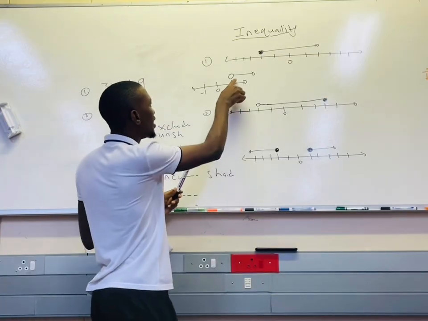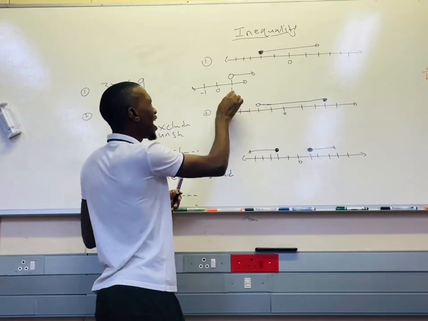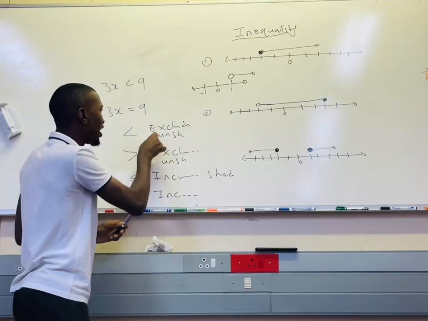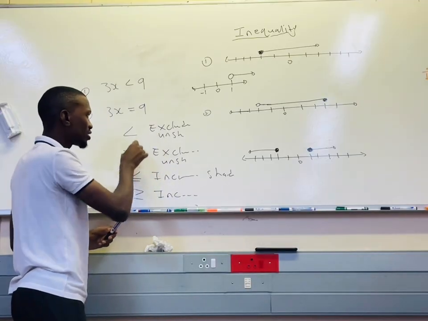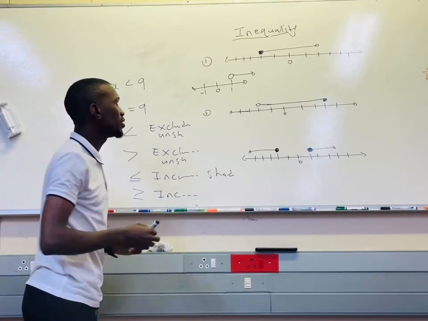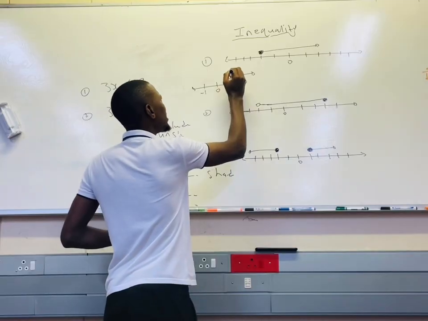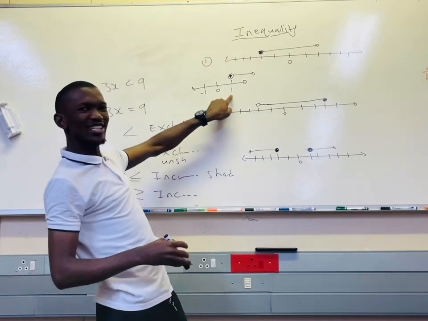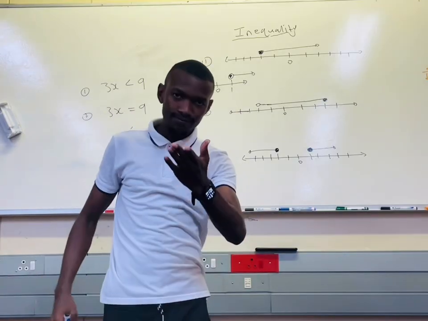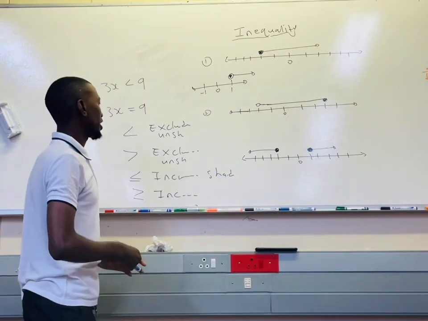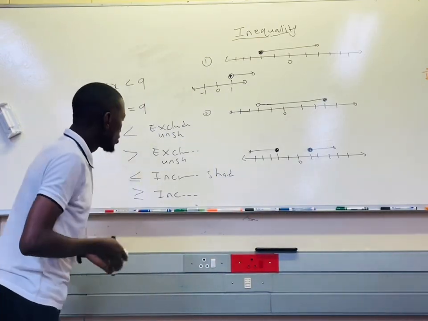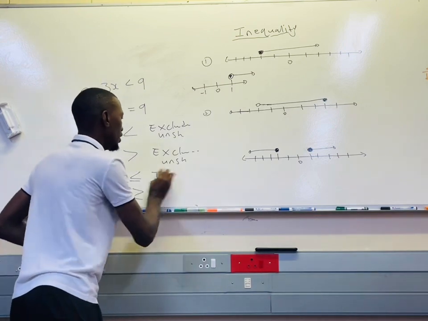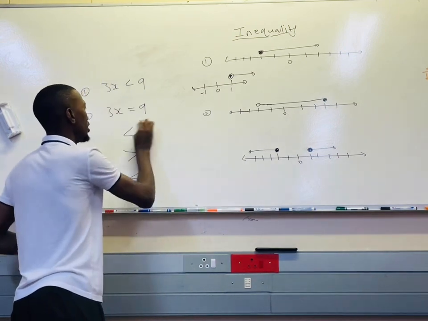So in other words, here I'm looking for all the values that are bigger than 1, excluding 1. That's why we had to unshade, because these values are excluded. But the minute I shade it, it means I'm looking for all the values that are greater than 1, including 1. So that's what happens, guys, when you deal with inequalities. So, let's check.